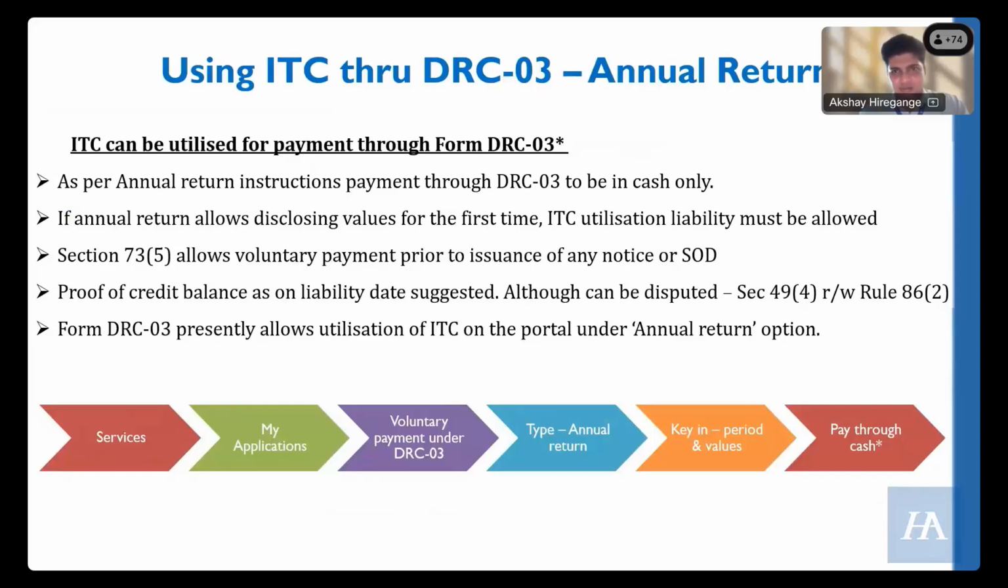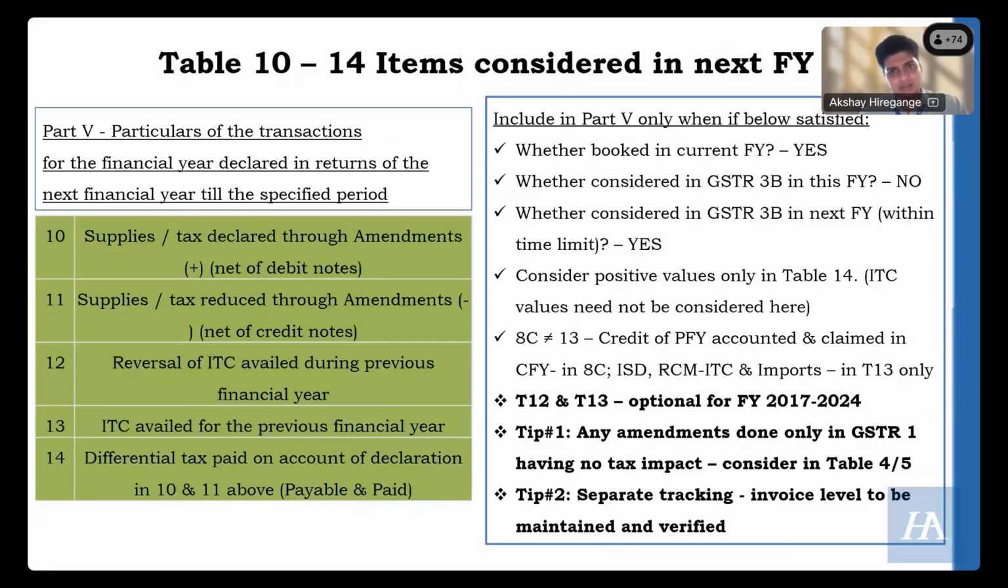ITC you can use by way of your additional payment of DRC03. Even though the instructions say it should be paid in cash, the instructions were later amended so that the transactions or the liabilities could be disclosed for the first time. Being a self-assessed return, it is as good as any liability. Therefore, they cannot enforce that it should be paid in cash only, and ITC must be allowed. To this extent, even the online portal allows the credit claim by using the annual return DRC03 option.